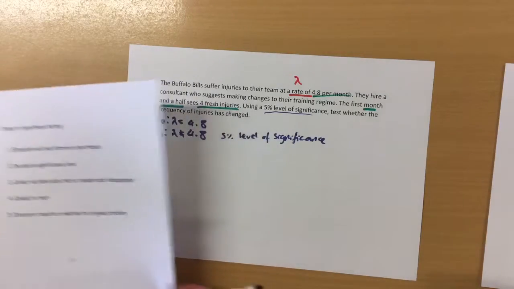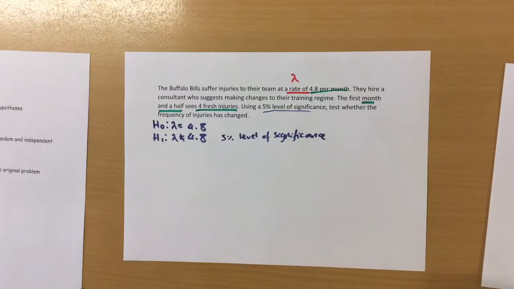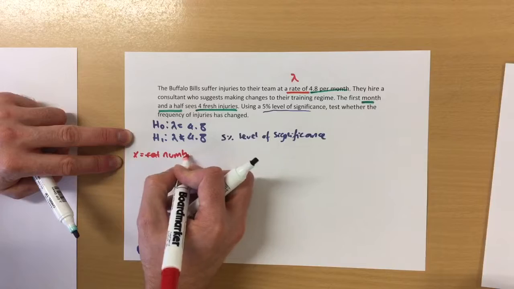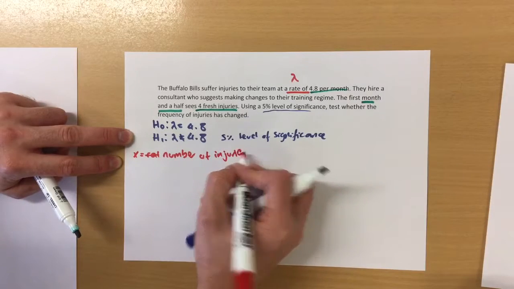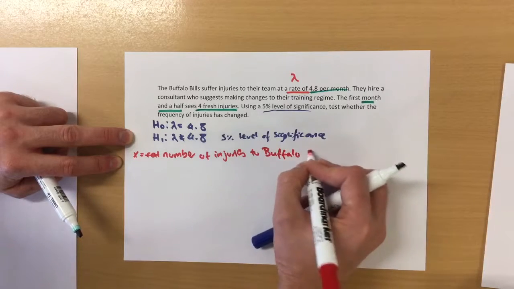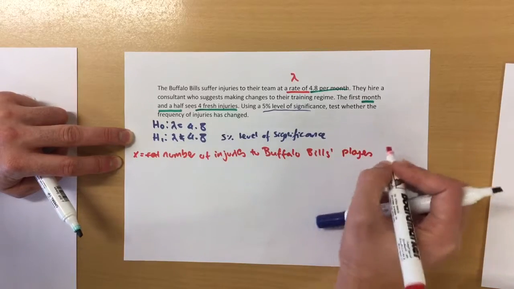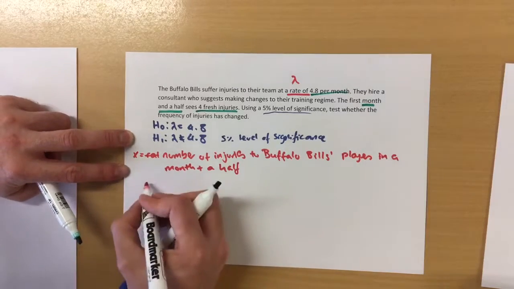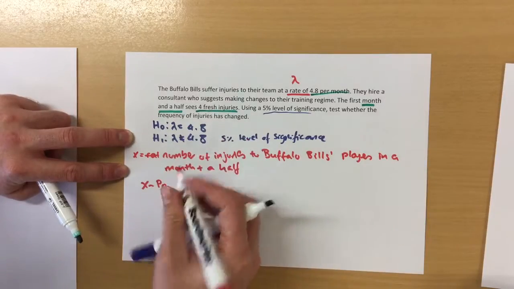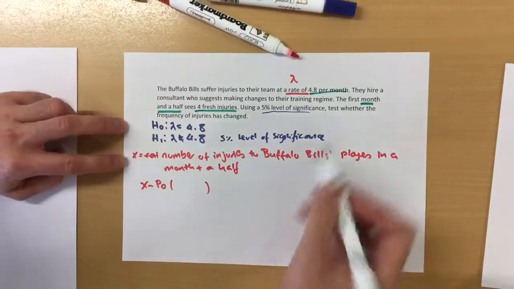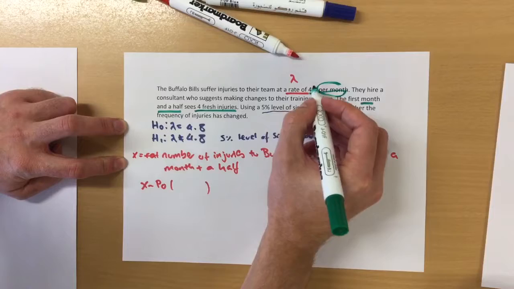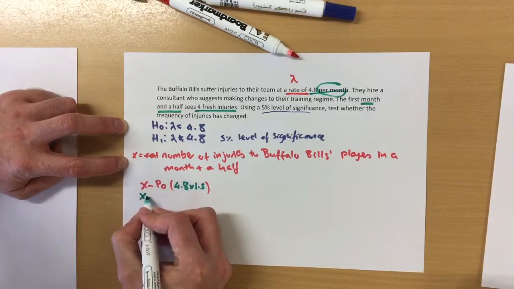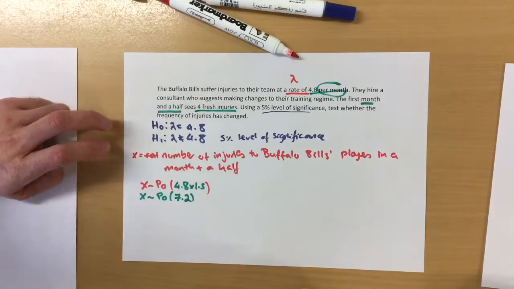Time to actually conduct a test. So let's define what X is going to be. X would need to be the number of injuries to Buffalo Bills players in a month and a half. It is a Poisson distribution still, but again, note that our data is for a month and a half. Our rate is per month, so this needs to change to reflect our data. It's normally 4.8 per month. We've got a month and a half's worth. Therefore, our new rate is 7.2 injuries every month and a half.